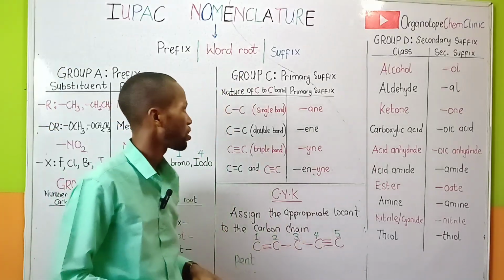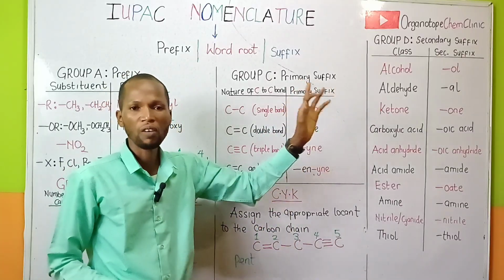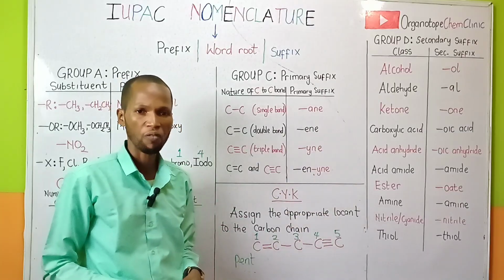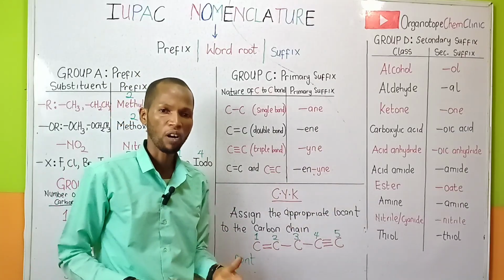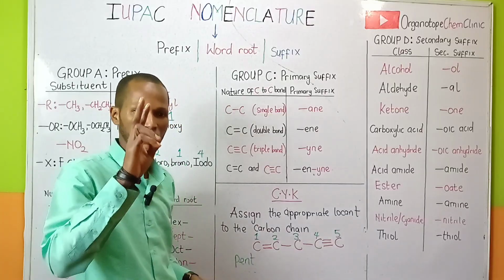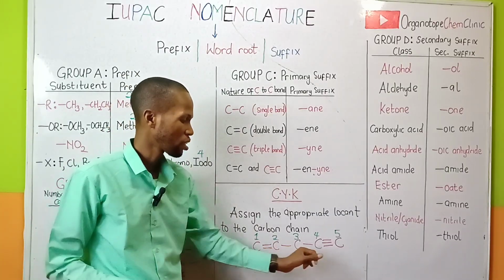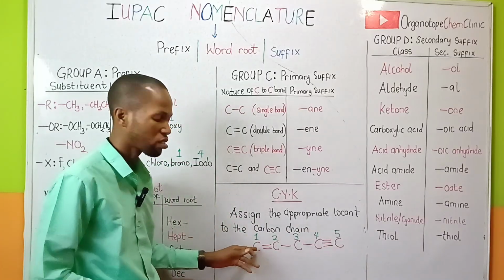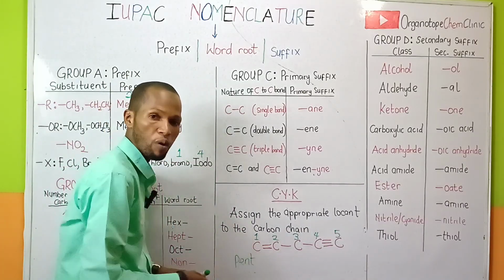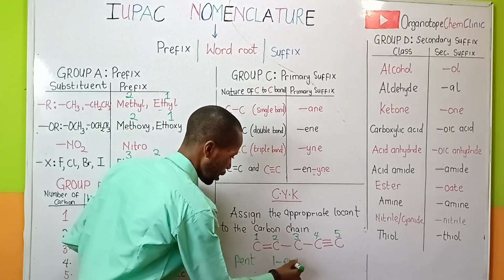Recall that the suffix is subdivided into the primary suffix and the secondary suffix. So right here we have the primary suffix, which is the functional group of the organic compound. There are 2 functional groups in this chain. We have the "en" and we have the "yne". What is the number for the "en"? We have it on carbon 1, so I will have it as 1-en.